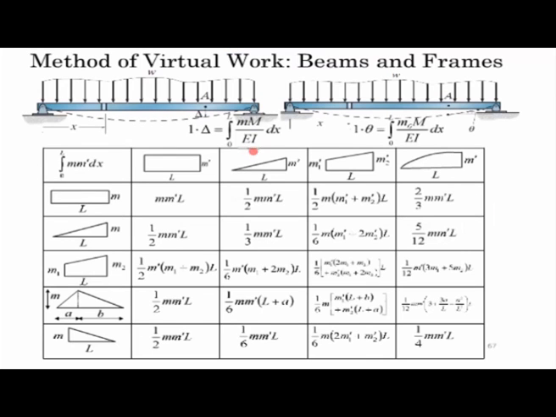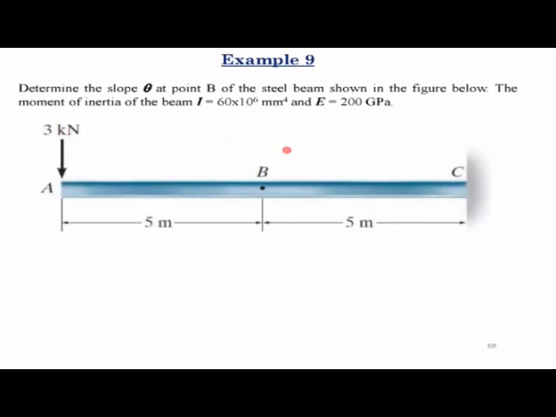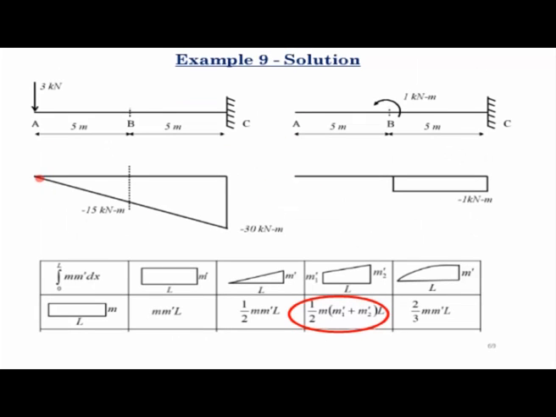Now if you want to use the formula integration of mM over EI dx, you see that the moment function for the beam does not have any discontinuity, or remains uniform, or remains the same under the external load.